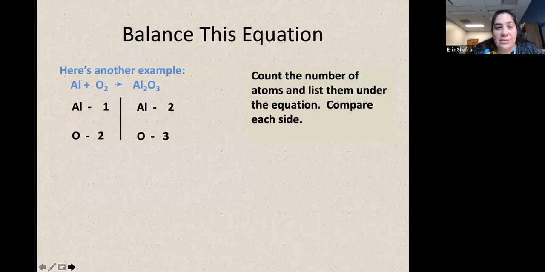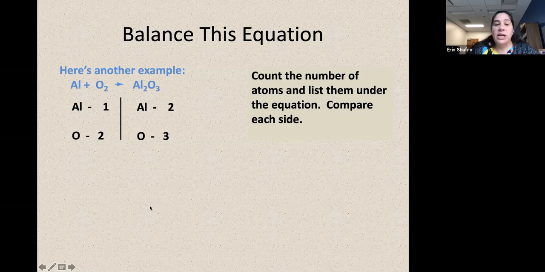Okay, on the right-hand side, we have 2 aluminums and 3 oxygen. Again, this comes from these little subscripts down here. This little 2 here tells me I have 2 aluminum, and the 3 here tells me I have 3 oxygen, and there is no coefficient here. So we have 1 aluminum on the left, 2 aluminum on the right, 2 oxygen on the left, 3 oxygen on the right. So what do we need to do, right?